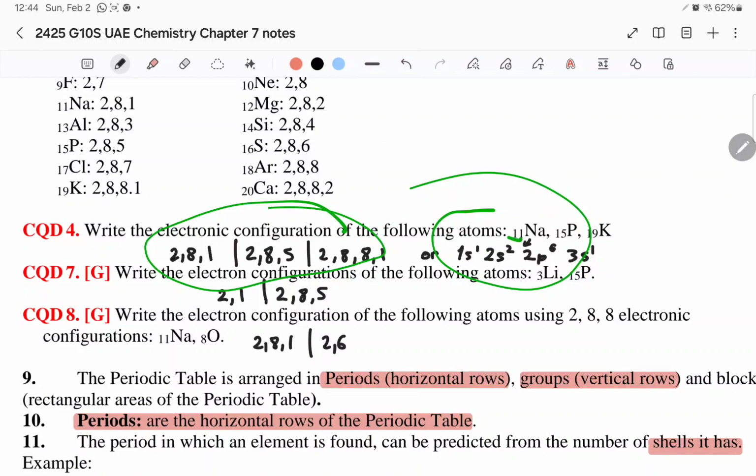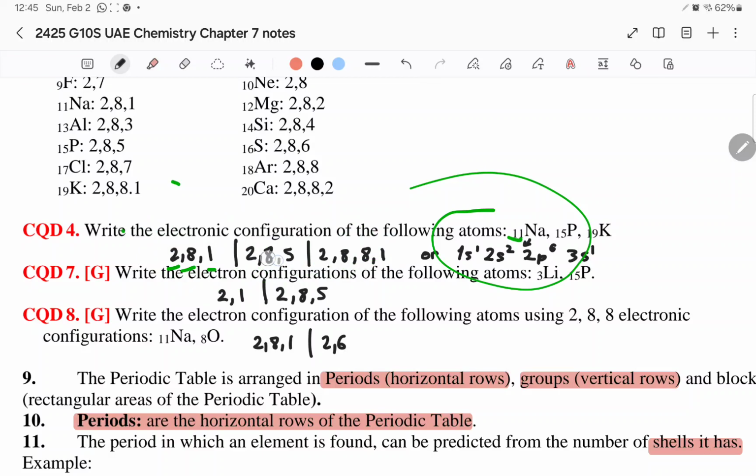For Na, it's 11. So we said first shell 2, second shell 8, last shell is 11 minus 10, which is 1. Then P15, same thing as the one in the silicon I showed you: 2, 8, that's 10, 5. And then for K, it's 19. We said any shell after the first can hold up to 8. So 2 for your first shell, then you can hold an 8, that makes 10, then another 8, which makes 18. But you need 19, so you add an extra 1. And if you look at your periodic table, K is on the 4th row, meaning it has 4 energy levels.